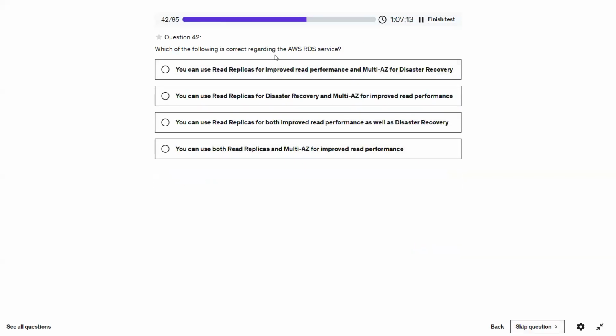Which of the following is correct regarding the AWS RDS service? You can use read replica for improved read performance and Multi-AZ for disaster recovery. Wrong. We can use the read replica to improve performance, and we can use the read replica for disaster recovery as well. So you can use the read replica for both improved performance and disaster recovery. Yes.